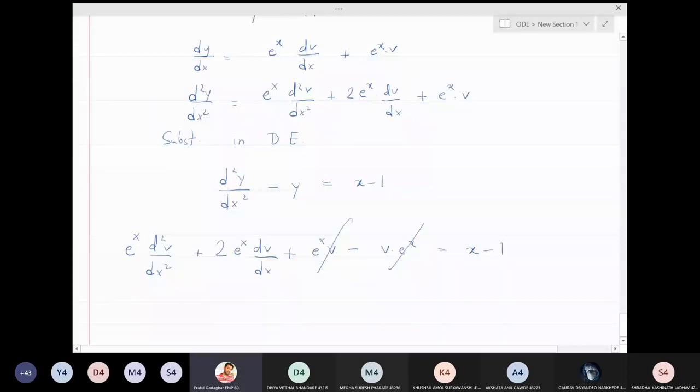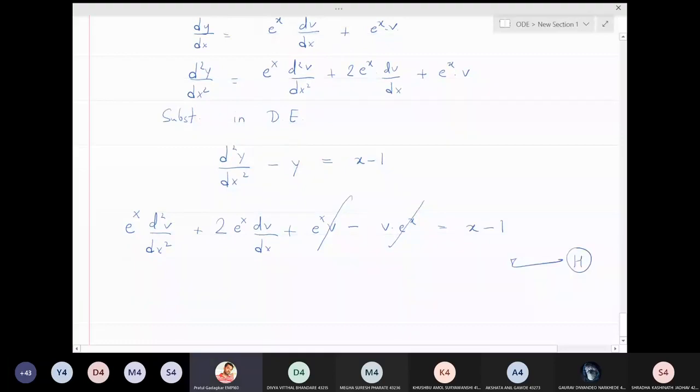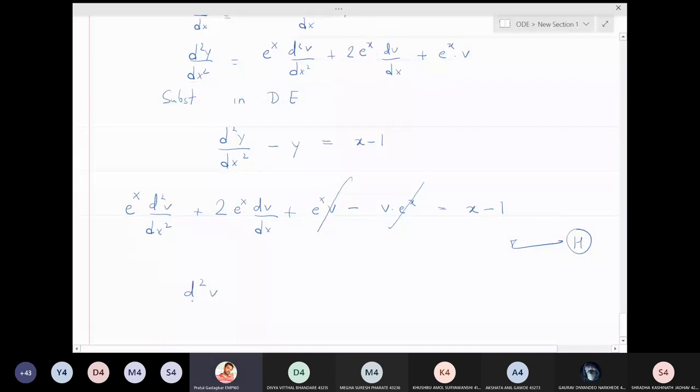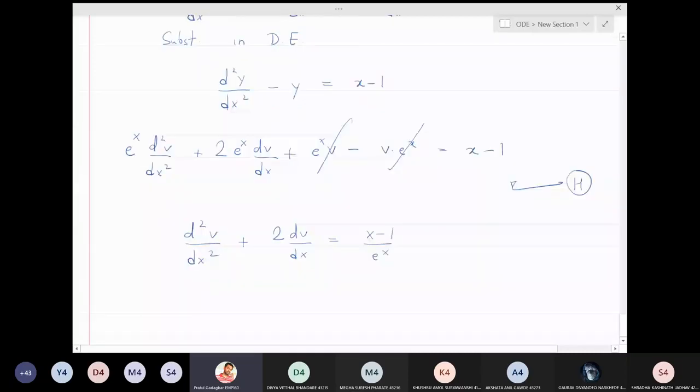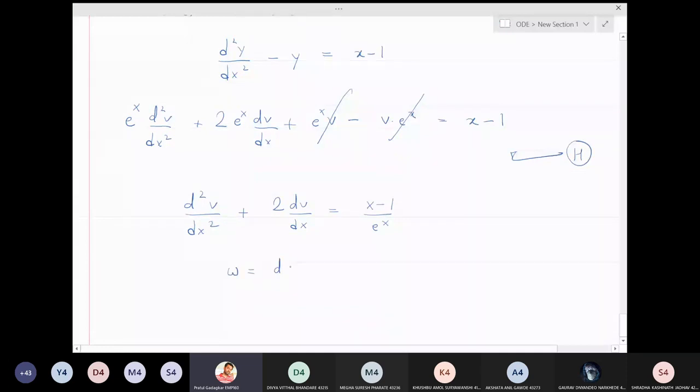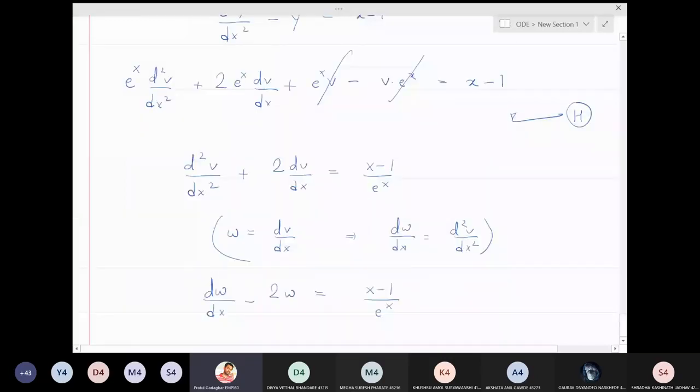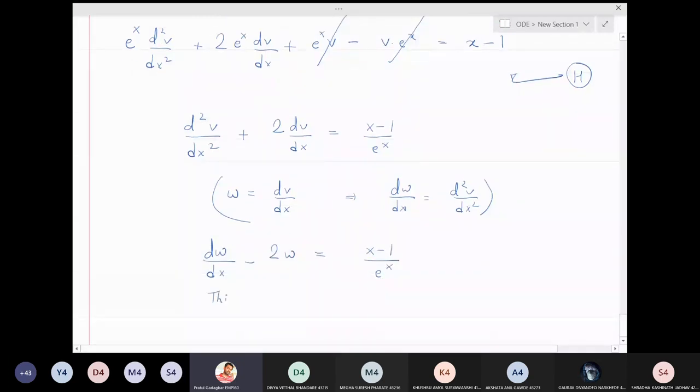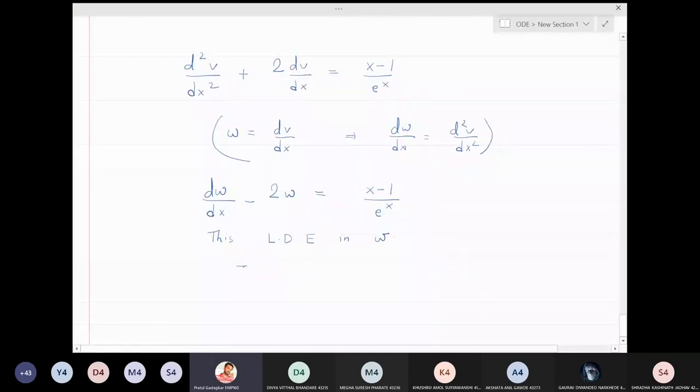So this will mean that d2v by dx squared plus 2 dv by dx is equal to x minus 1 upon e raised to x. So I've transferred all the e power x to that side. And therefore, when I substitute w equal to dv by dx, obviously dw by dx will become d2v by dx squared, and therefore this will become dw by dx plus 2w equal to x minus 1 upon e raised to x. And this is a linear differential equation in w with the integrating factor IF equal to e raised to integral of p dx, plus 2 dx, which is e raised to 2x.